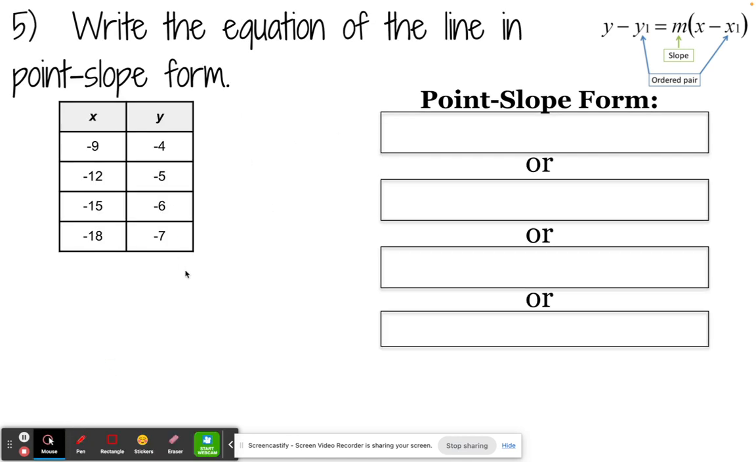Okay, in this one I don't have a slope, and I have numerous points. Let's find my slope. Change in y is negative 1. Change in x is negative 3. So my slope will be negative 1 over negative 3. And negative over a negative will give me a positive 1/3 for my slope.